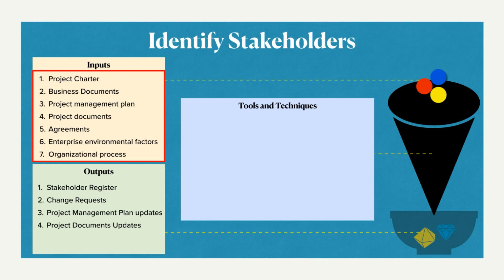All the important components from the project management plan are referred. All the relevant project documents are referred. The memorandum of understanding and non-disclosure agreements are referred. And the default enterprise environmental factors and organizational process assets are also referred as inputs here. Let's have a look at the tools and techniques.